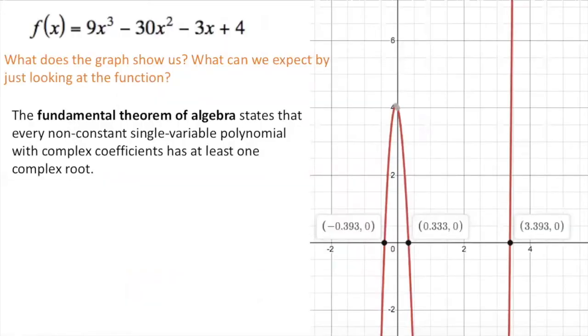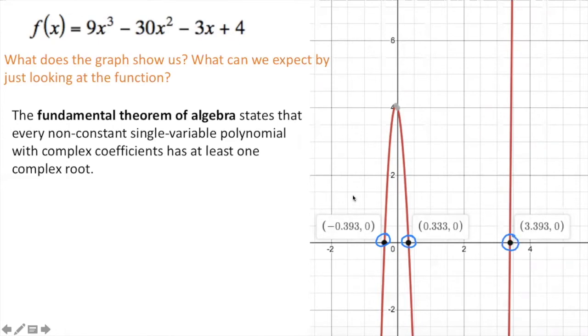On the screen, you're looking at the graph of f(x) = 9x³ - 30x² - 3x + 4. So what does the graph show us? I graphed this in Desmos and pasted it here to the right. We'll notice a couple of things. We see it cross the x-axis 3 times. So this is a root or a 0, or an x-intercept. This is also a 0 or an x-intercept, and so is this.